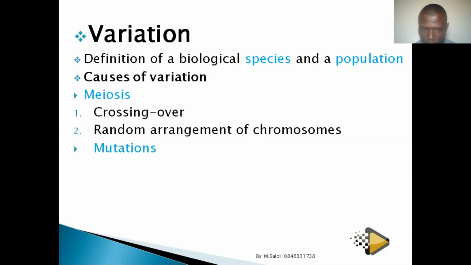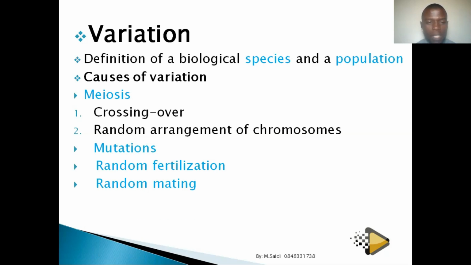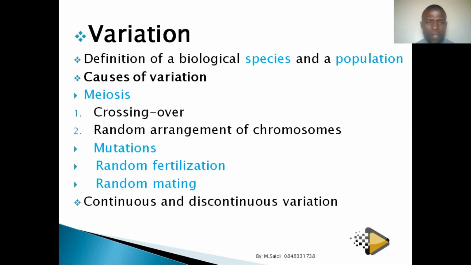Then you're going to look at mutation. Many people have been asking me about mutation. We're going to also talk about a bit of mutation, but you will still have another class which will talk about mutation in detail. Then random fertilization is another factor which causes variation. Then you are going to look at random mating, the way you mate. When we talk about mating, we will see it in detail, but mating is a scientific term which means sex or reproducing.